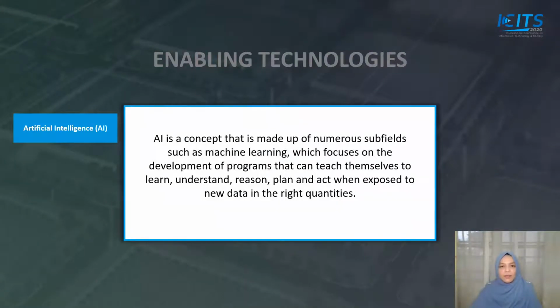Artificial intelligence is a concept that is made up of numerous subfields, such as machine learning, which focuses on the development of programs that can teach themselves to learn, understand, reason, plan, and act when exposed to new data in the right quantities. AI technology will supplement the smart factory towards networked factory, in which data from supply chain, design teams, production lines, and quality control are linked to form a highly integrated and intelligent engines.